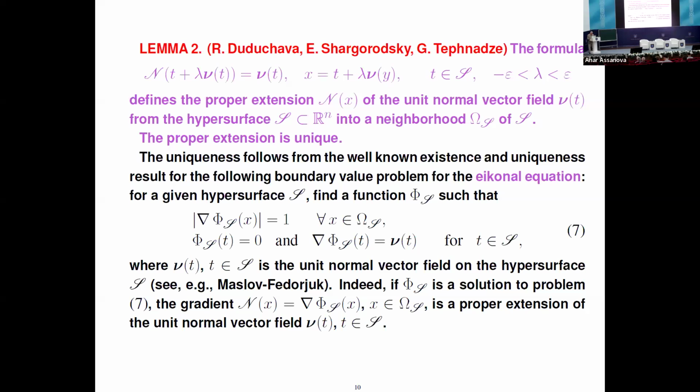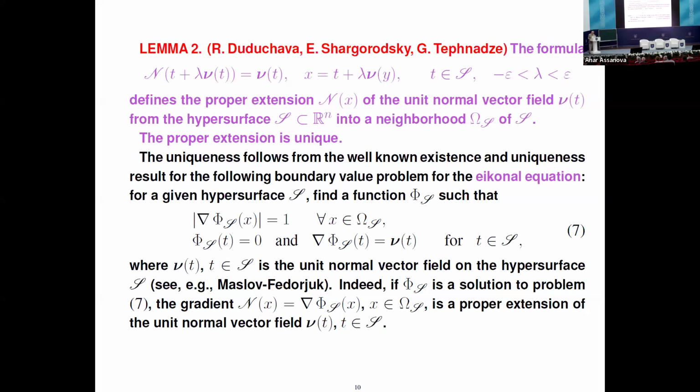Then, as I told you in the previous slide, we have the naive extension of our normal vector field, which is the gradient of the implicit function divided by its norm. It is, of course, defined in the neighborhood. But it is a first exercise, if somebody wants to test himself, that this naive extension is not correct. It's not the proper extension.